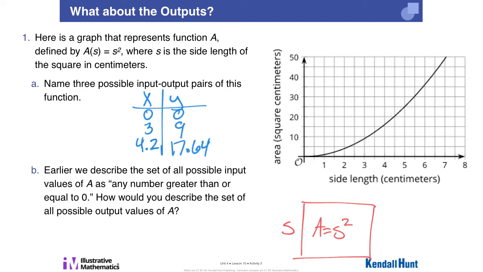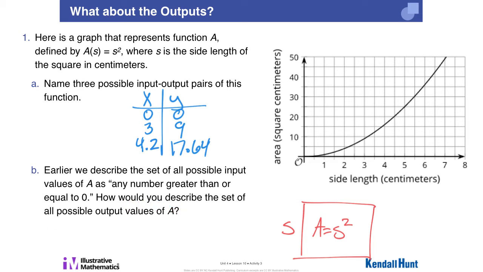Here would be the outputs for these inputs. The important thing here to recognize is that 0 is a possible input. We could have a square with side length 0, there just wouldn't be anything there. And we can have side lengths of decimals and fractions. B says that earlier we described the set of all possible input values of A as any number greater than or equal to 0. That means all our possible x values. It could be anything greater than or equal to 0.